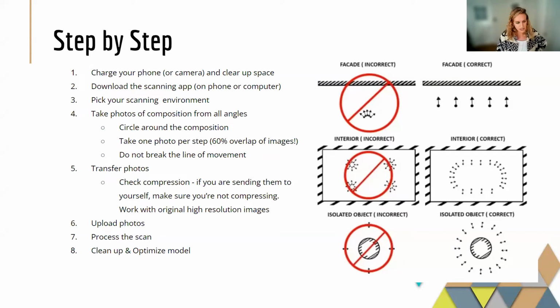Like here, you can see if you're scanning a facade, don't stand in one space, move around the facade one step at a time. If you're scanning an interior space, don't stand in 4 different positions, move actively around the space one step at a time and make sure you have 60% overlap. And if you're scanning an object, circle around it from all points of view and 3 different levels. Later, when you're done with your images, check that they're in full resolution.